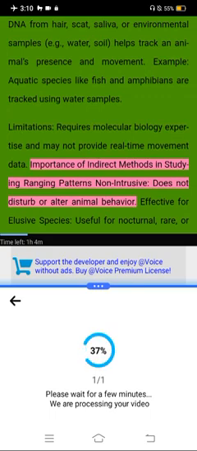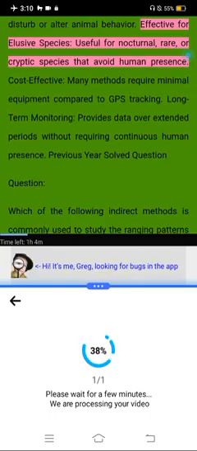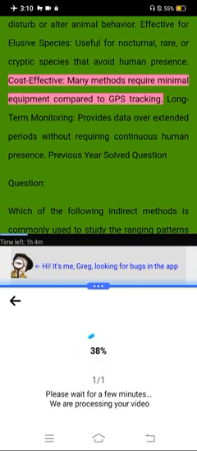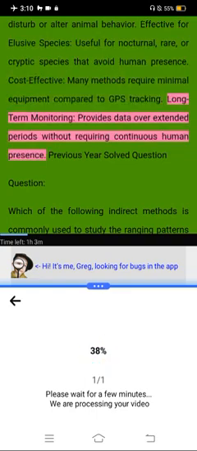Importance of indirect methods in studying ranging patterns: Non-intrusive, does not disturb or alter animal behavior. Effective for elusive species, useful for nocturnal, rare, or cryptic species that avoid human presence. Cost-effective, many methods require minimal equipment compared to GPS tracking. Long-term monitoring, provides data over extended periods without requiring continuous human presence.